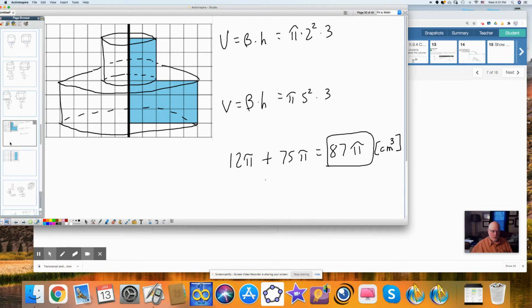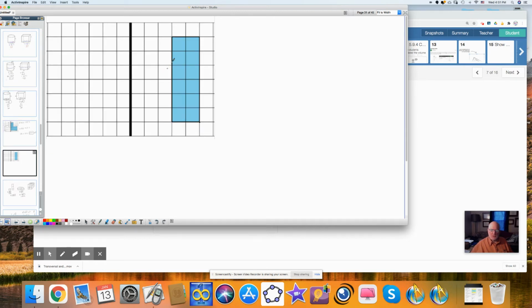Okay. The same thing for this one. Here, we go around 3, come back around 3. I'll go around 5, come back around 5. Down below, we'll go around 3, come around 3.